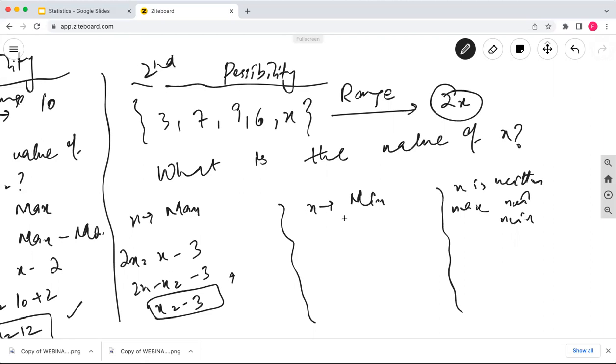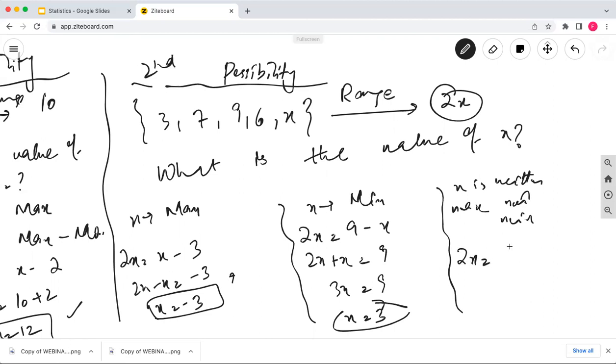Right? Now, if x is the minimum, then 2x is equal to 9 minus x. That means 2x plus x is equal to 9, 3x is equal to 9, and x is equal to 3. And if I consider that x lies somewhere in between, the range 2x is equal to the maximum value 9 minus the minimum value 3. So 2x is equal to 6, x is equal to 3. So this is validated that x is equal to 3, and x cannot be minus 3.